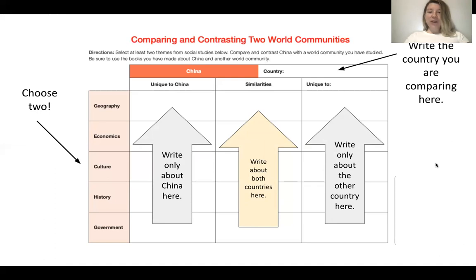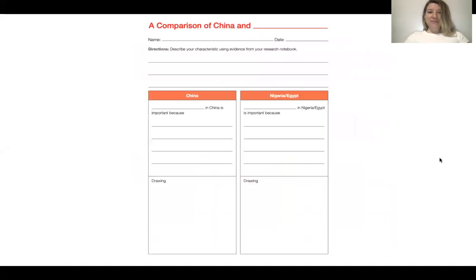Go ahead and pause the video here, study this page, and tell yourself in your own words what you need to do to complete it. All right, let's keep moving. Next is to fill out this chart, a comparison of China and blank. In this blank, you need to put either Nigeria or Egypt, whichever country you chose.